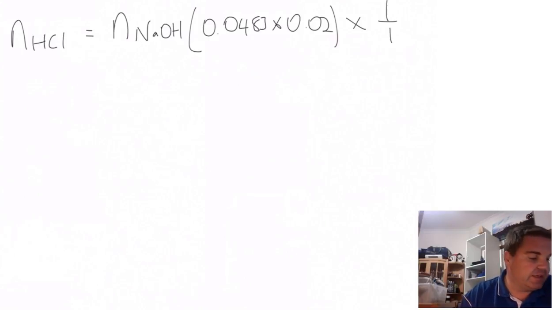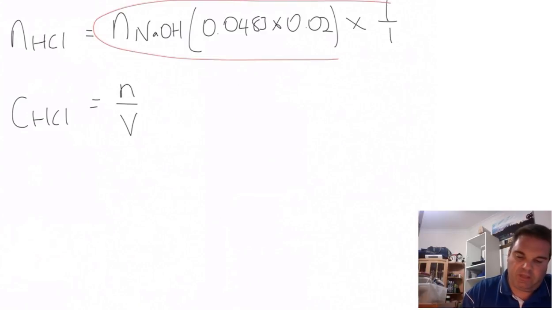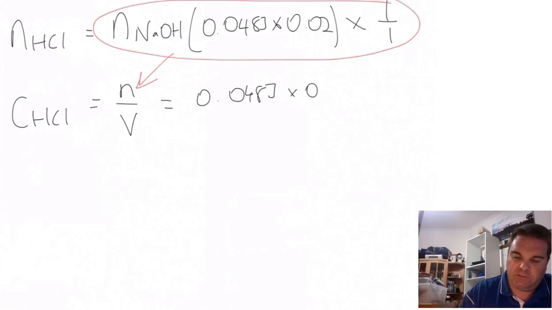Okay, so that's our number of moles of our unknown now, and we get to then answer our question, which was asking us to calculate the concentration of hydrochloric acid. So c equals n over v. So we're going to take our number of moles up here, which is here, and we're going to put that into our equation. All right, so it's going to be 0.0483 times 0.02 times 1/1. We don't need to put that in, so that's our number of moles.